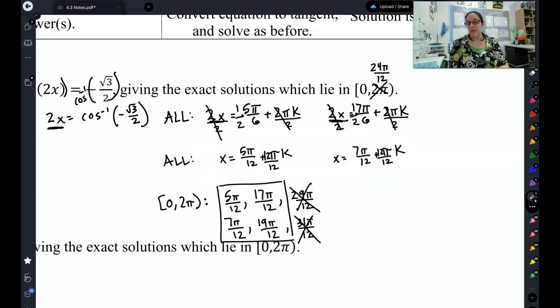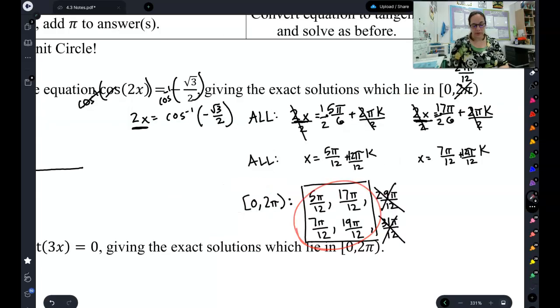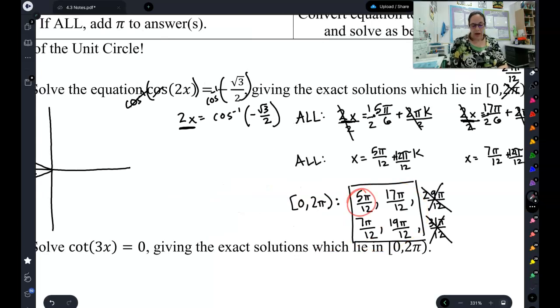If it said list the answers between 0 and 2 pi, these are all the solutions between 0 and 2 pi. Basically meaning I could plug all 4 of these answers in here for x in your calculator, and they will all give you that answer when you plug it in.